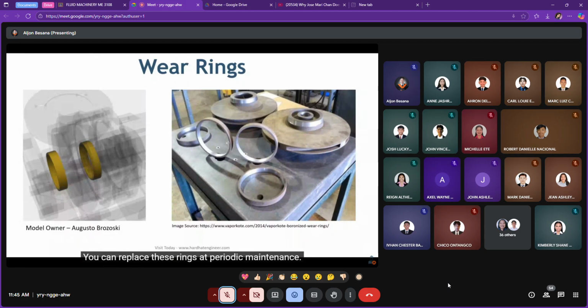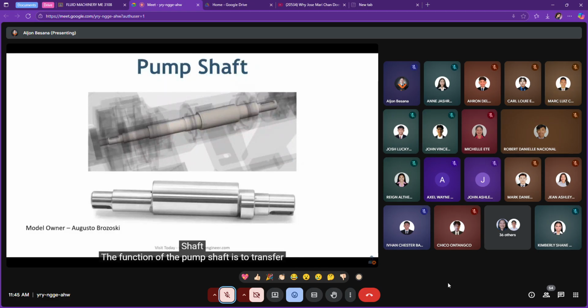The next part is shaft. The function of the pump shaft is to transfer the driver energy to the driven, that means impeller. It is forged and drilled with machined surface. Depending on the pump design, it can be overhang type such as in a single stage end suction pump, or supported at both ends such as between bearing pump.